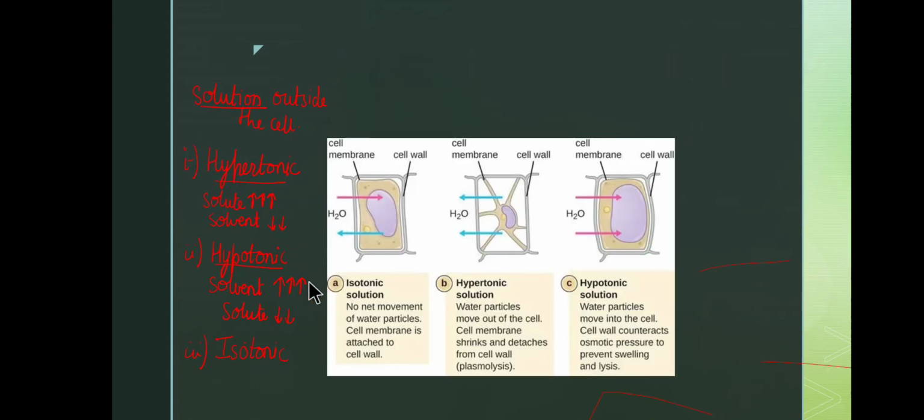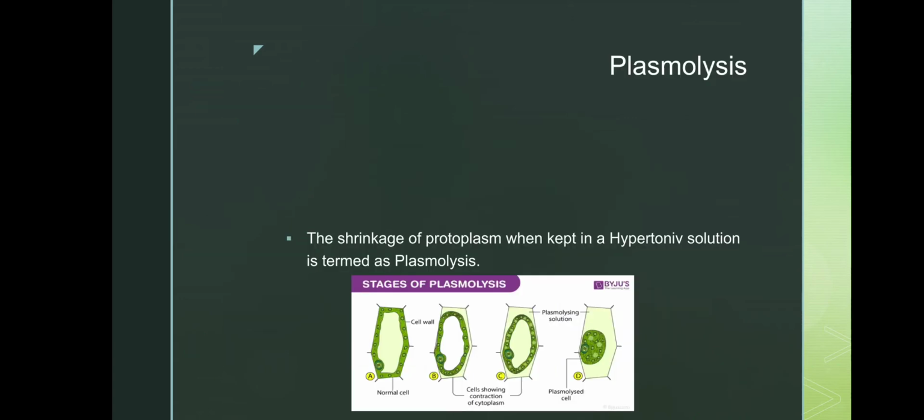Okay, now read over here very carefully. In isotonic solution, no net movement of water particles. That means the solution will not go inside, neither it will come outside. In case of hypertonic solution, where the solute is more, the solvent is less, there is movement of solvent from the cell towards outside. And in hypotonic solution, where solvent is high outside, there is movement of solution inside the cell. Okay, let's discuss this in detail.